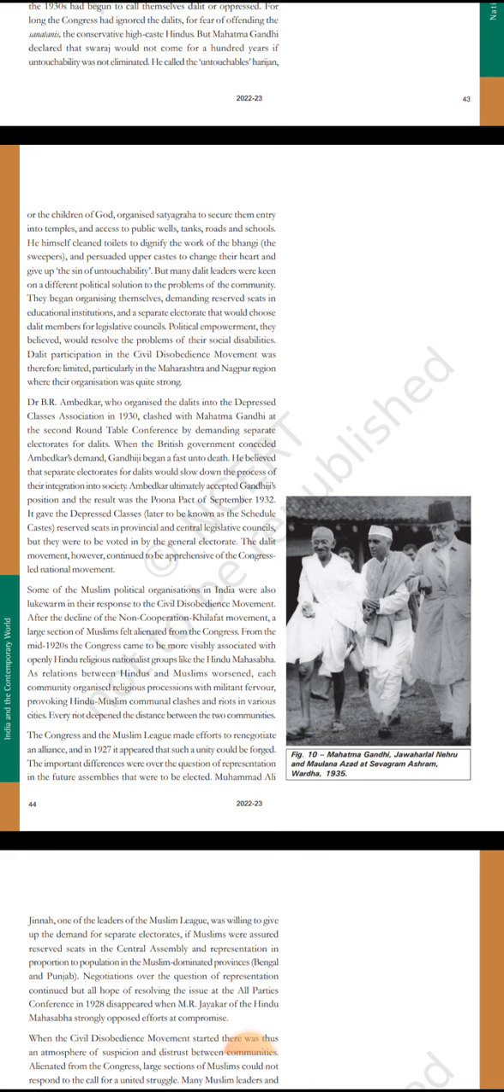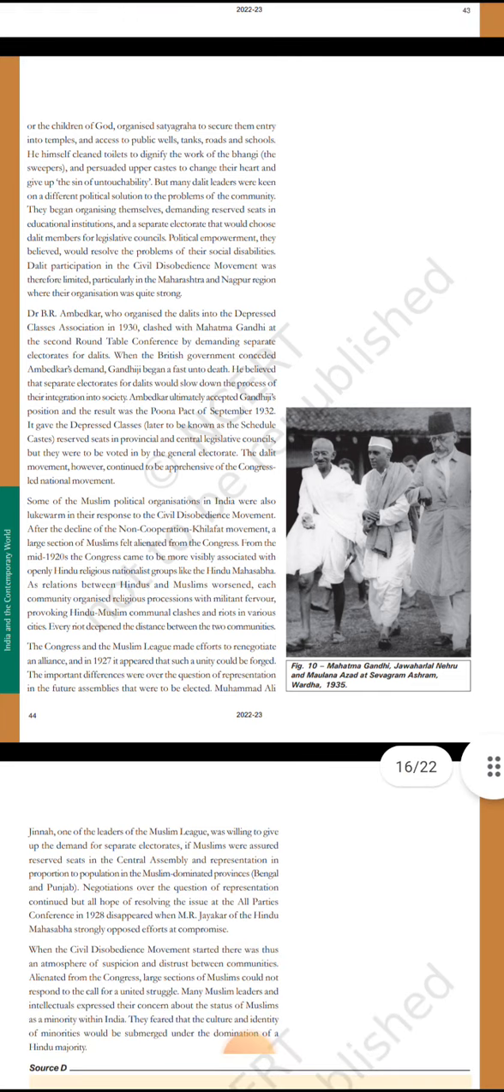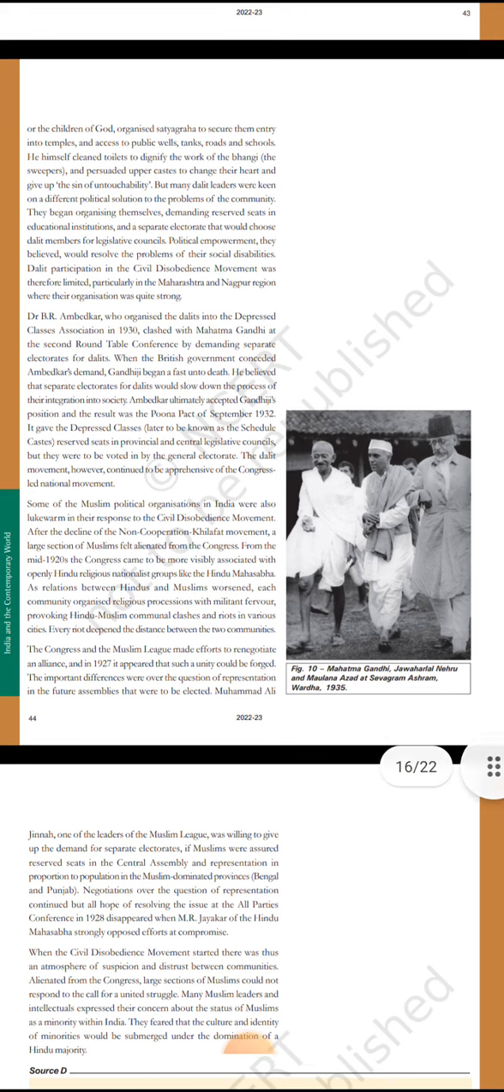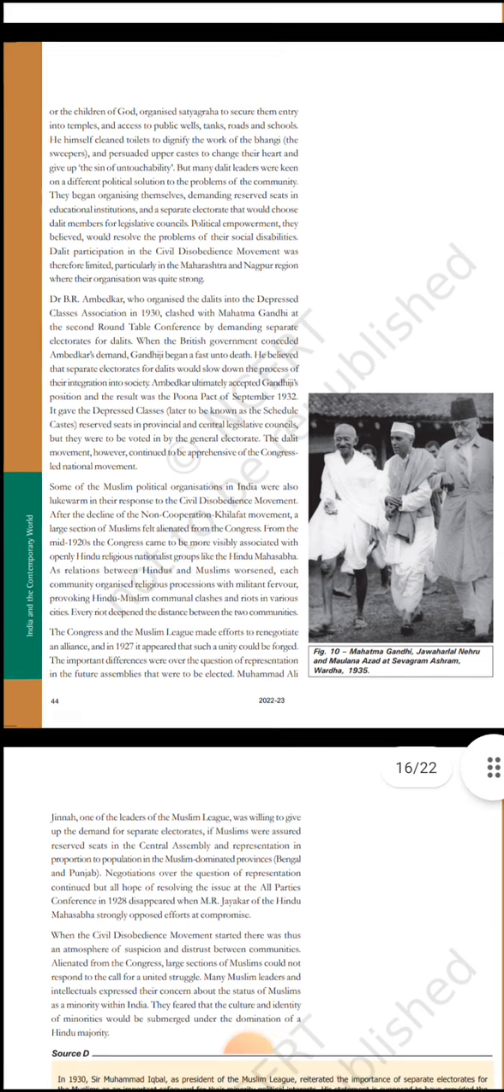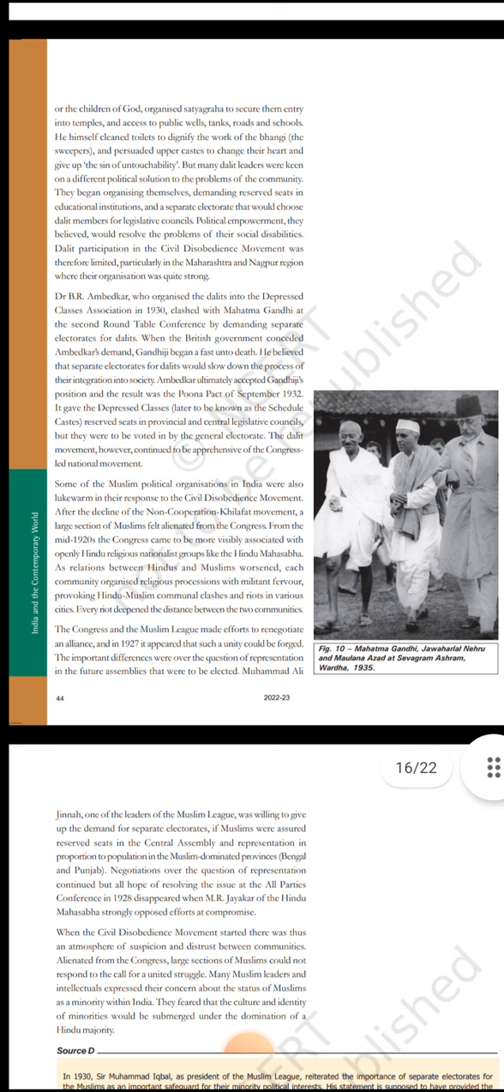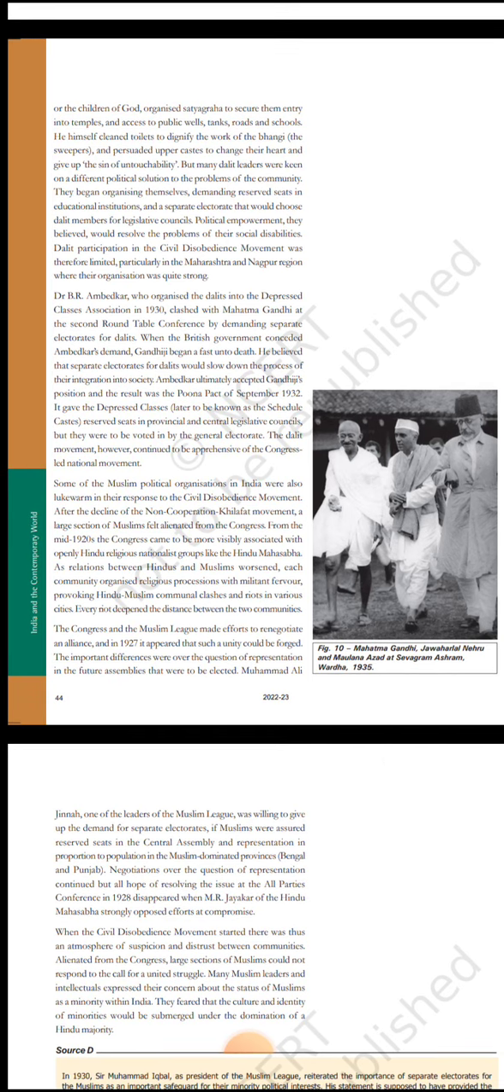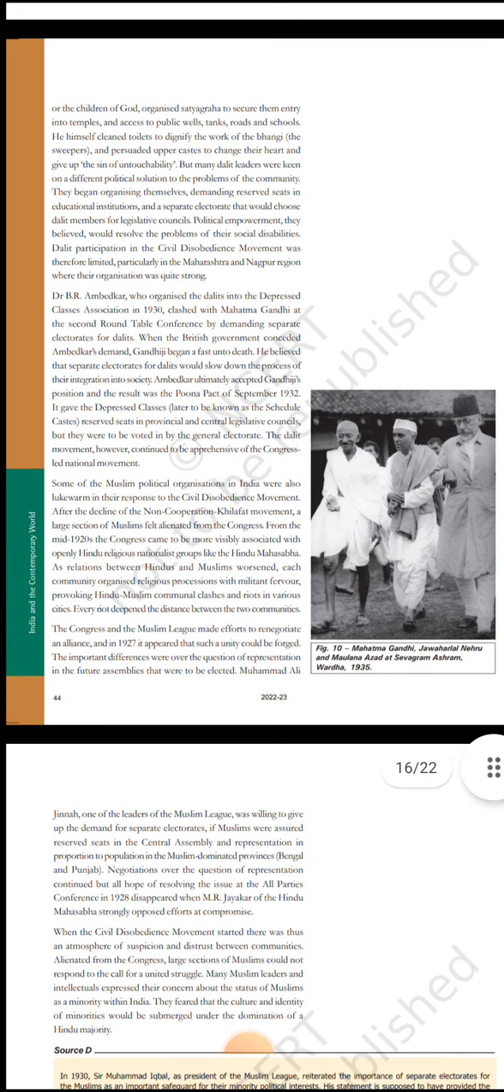Now another problem arises: some of the Muslim political organizations in India were also lukewarm in their response to the civil disobedience movement. After the decline of the non-cooperation Khilafat movement, a large section of Muslims felt alienated from the Congress. From the mid-1920s, the Congress came to be more visibly associated with openly Hindu religious nationalist groups like the Hindu Mahasabha. The Muslims felt alienated by the Congress.